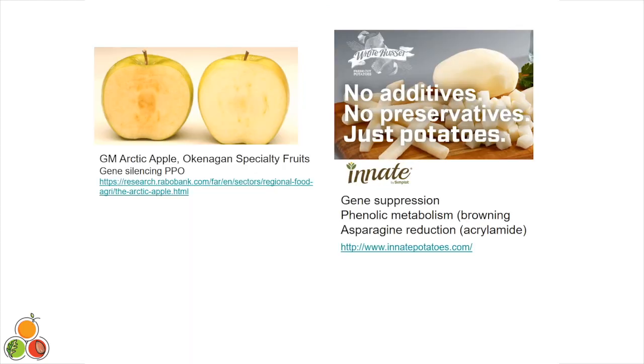The Arctic apple was mentioned before, because here we have a silencing of the PPO, a control of PPO, so we have very low PPO activity. And then after that came out Simplot with their innate potato, where again we've suppressed the genes that control the development of the PPO, right? So those are very powerful technologies, because then we can back off on the modified atmospheres because we have less propensity for browning, right?